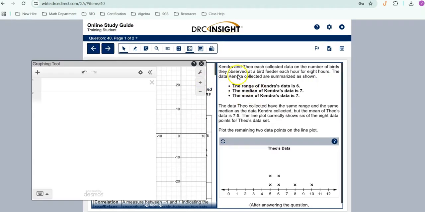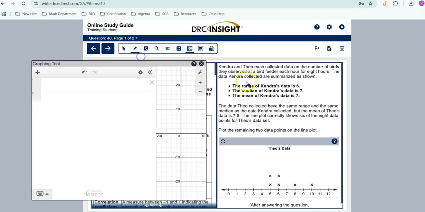All right, so our next question. Kendra and Theo each collected data on the number of birds they observed at a bird feeder for each hour for 8 hours. The data Kendra collected is summarized below. The range of Kendra's data is 6, the median is 7, and the mean is 7. Theo's data has the same range and the same median as Kendra's, but the mean of Theo's data is 7.5.